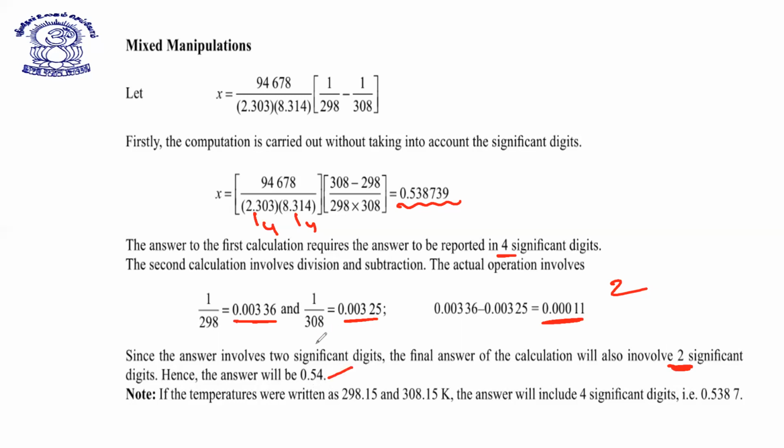So you should round up the answer to 0.54, because after 3, 8 is there. So more than 5. After 3, 8 is there. So it should be equal to 0.54. So in this way, you have to do mixed manipulations. If the temperatures are written as 298.15 and 308.15, the answer will include 4 significant digits, and it is equal to 0.5387. 0.5387 is the answer. So how many significant digits you have to use is based upon the calculation given in the question.